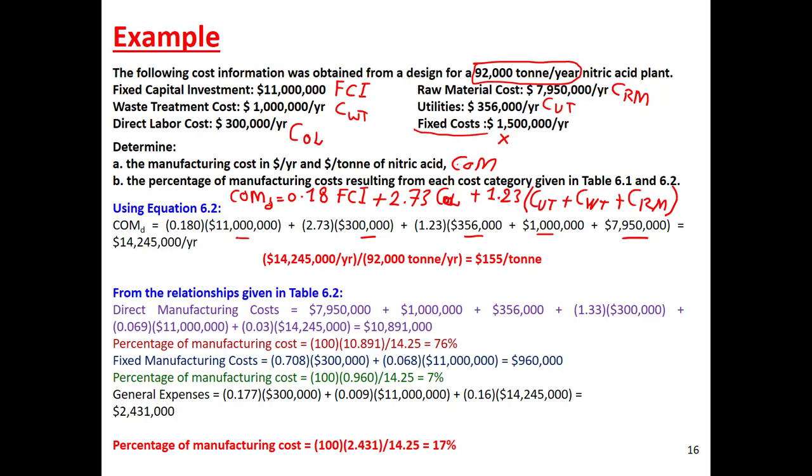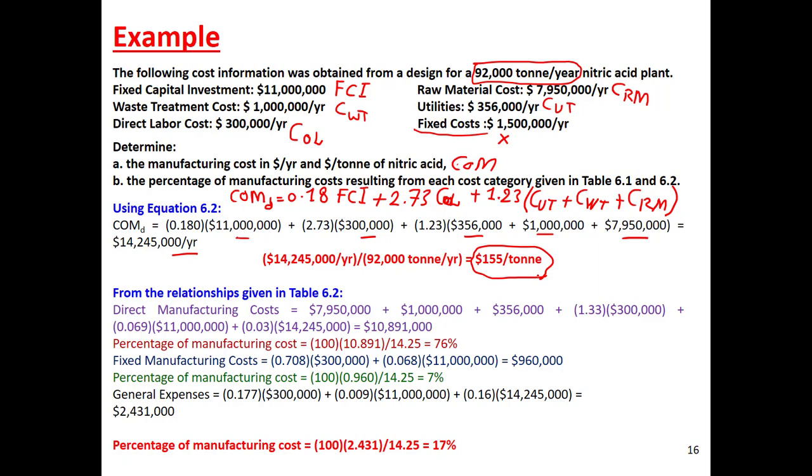The question is asking you to find dollars per year, which you already found: 14 something million dollars per year. But it's also asking you to find dollars per ton of nitric acid. So you have the cost per year, and you know how much nitric acid you are producing per year. You just divide this value by this, and you will have dollars per ton of nitric acid. That will be something like $155 per ton of nitric acid that you are producing.